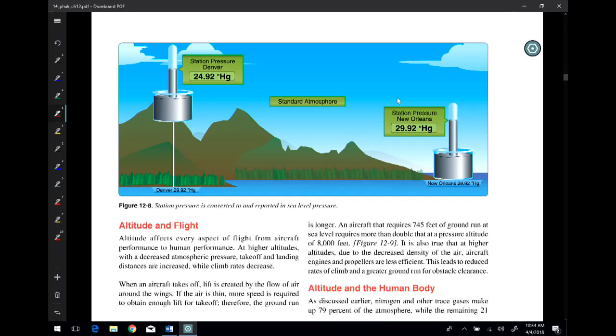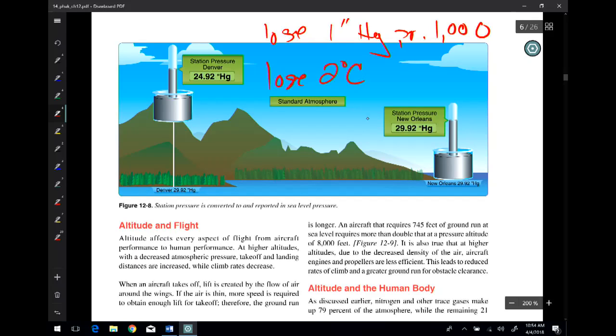that pressure would relate to 24.92. What that means is that we lose approximately 1 inch of mercury per 1,000 feet. The other thing that happens is we also lose 2 degrees Celsius per 1,000 feet. So keep that in mind.